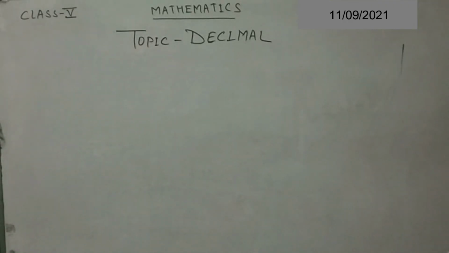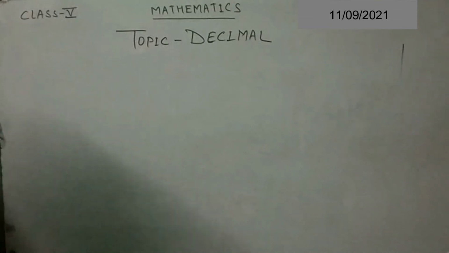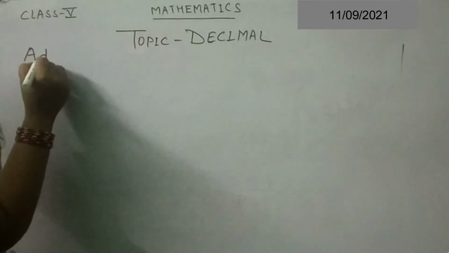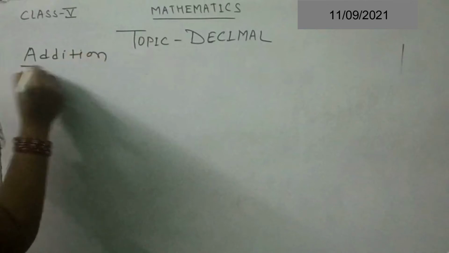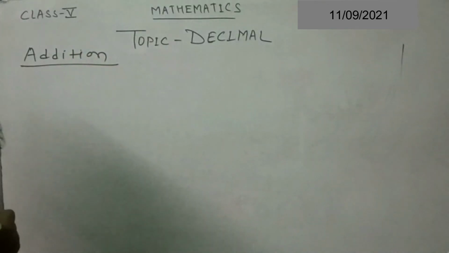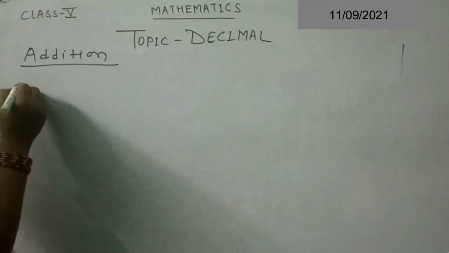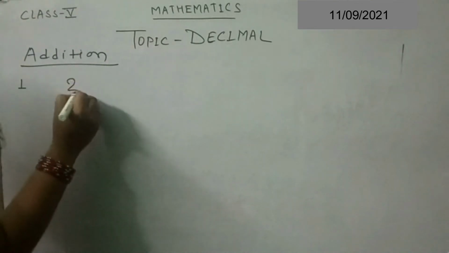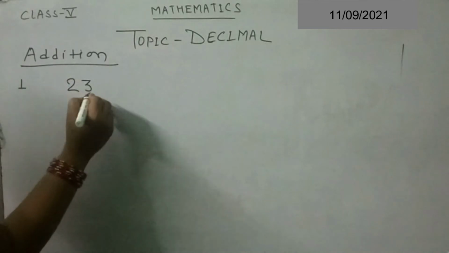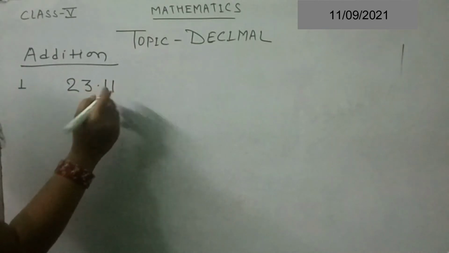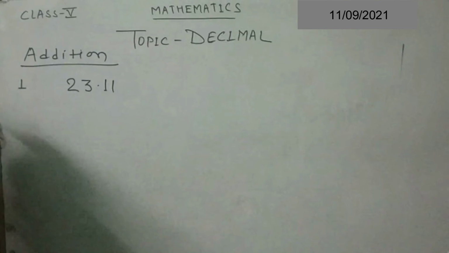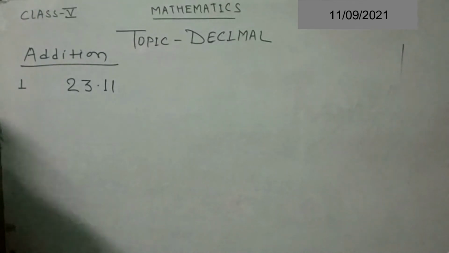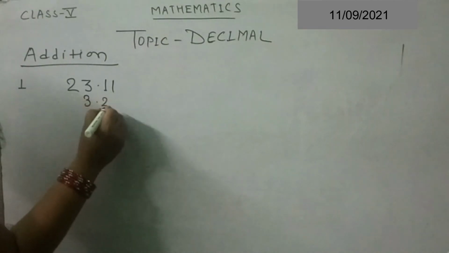Next, how to add decimal numbers. Addition of decimal numbers. One question I will take from your book: 23 point, and I told you we read 23 together, then 0.11. It will not be read as 11, it will be 1, 1. And the next one is 3.24.